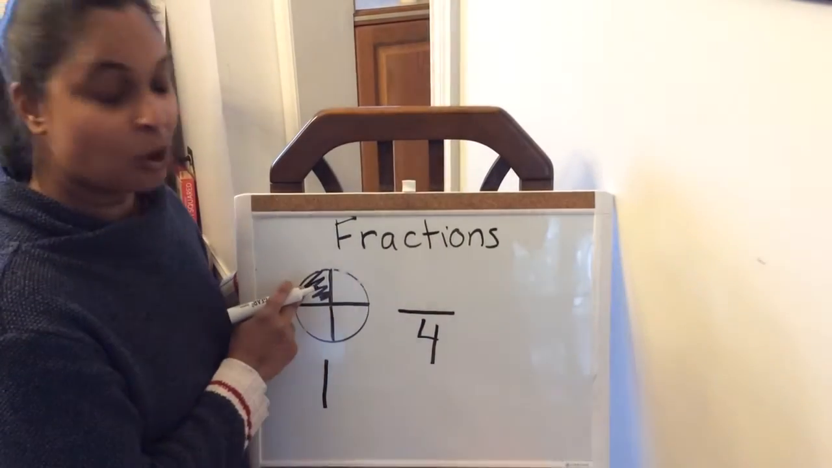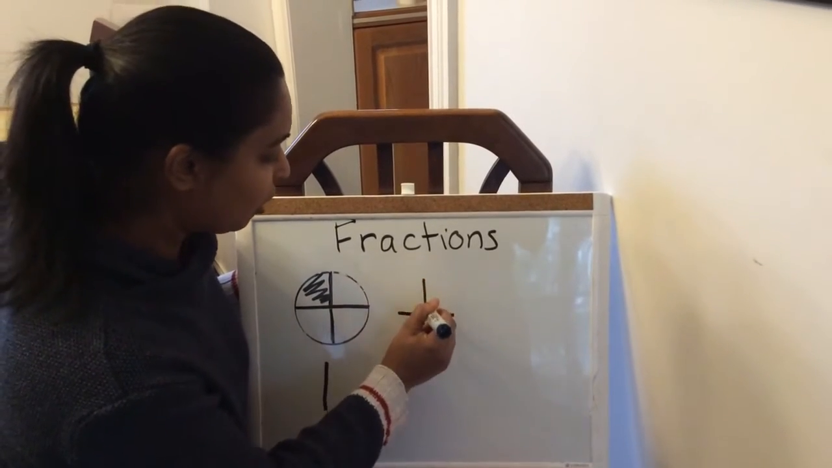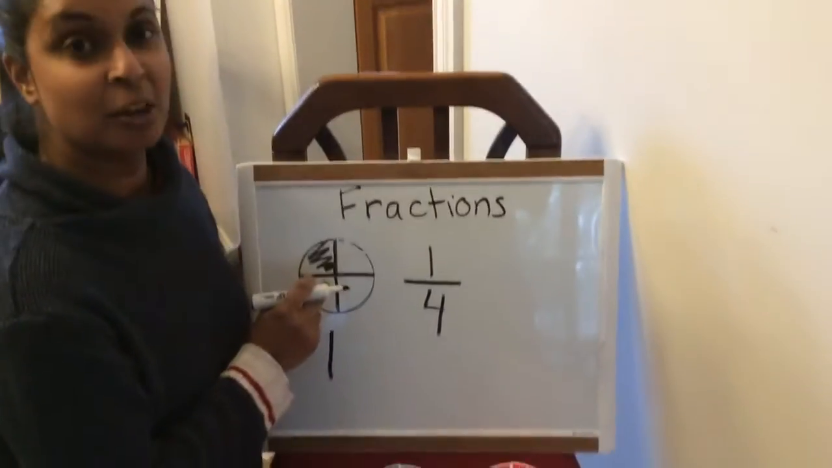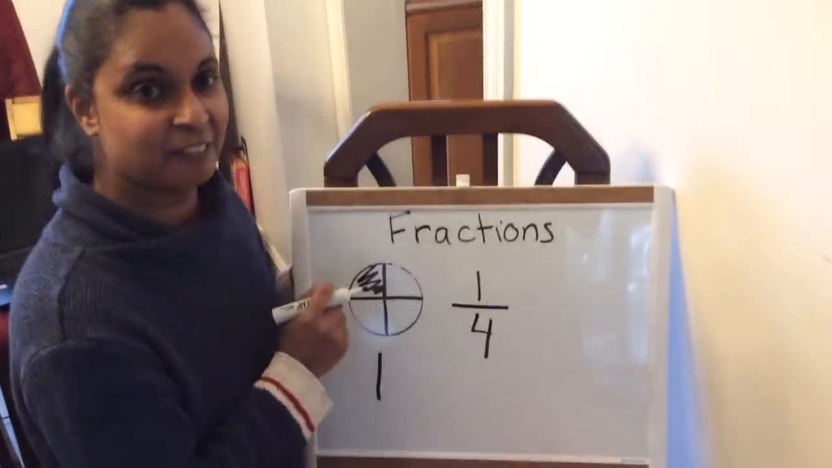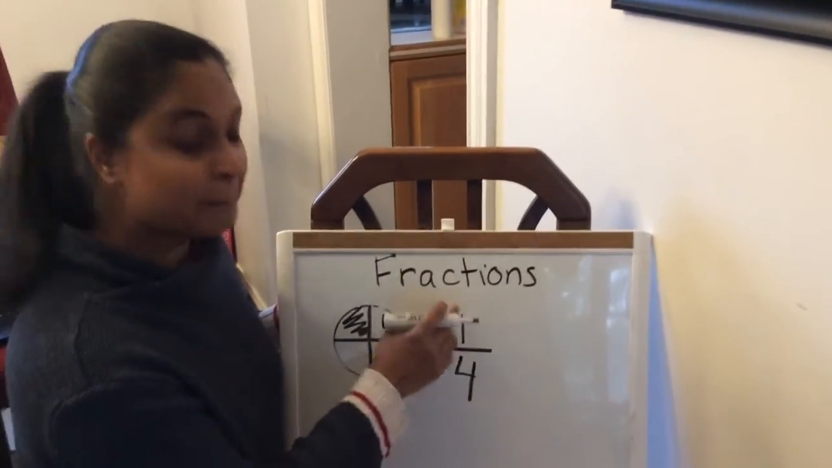Now there's only 1 part in that pie. So that number goes on the top. And this fraction is called 1/4. It means I only have 1/4 left. So that is the difference between the whole pie and then part of the pie.